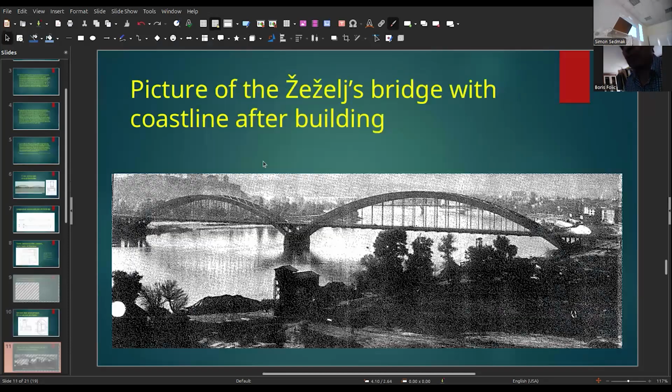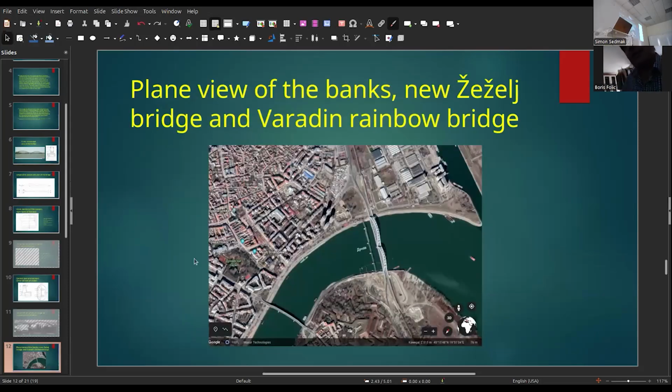This is a picture of the Žeželj bridge without the coastline, and with the coastline after building. It is without riprap, so the coastal protection is not adequate. This is a plan view of the banks, the new Žeželj bridge, and the Varadin Rainbow Bridge. This is the right caisson of the old original Žeželj bridge.